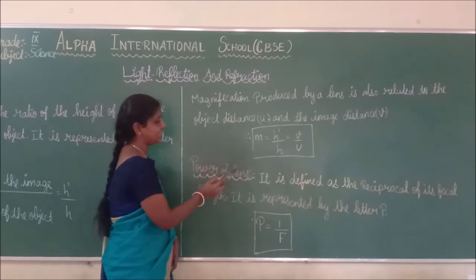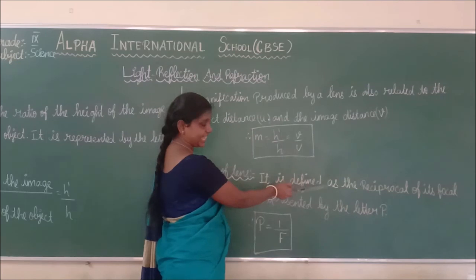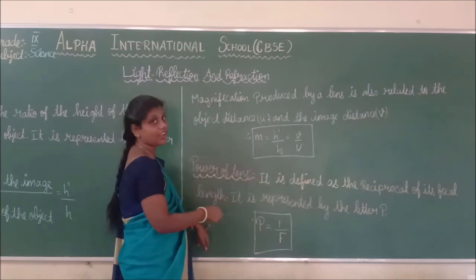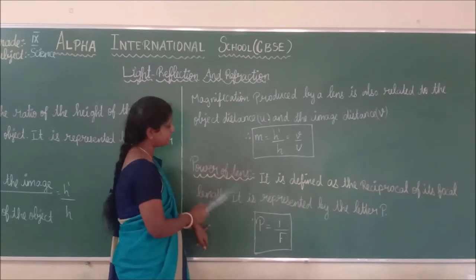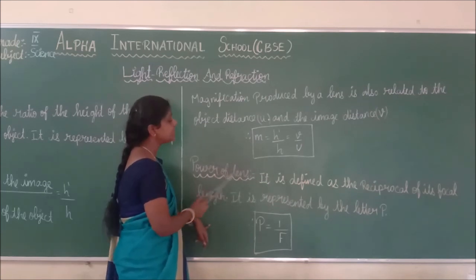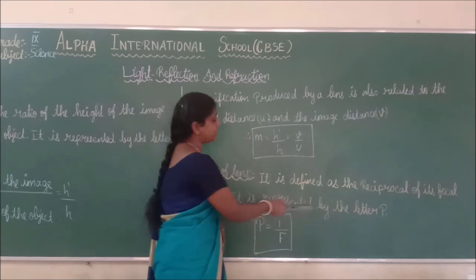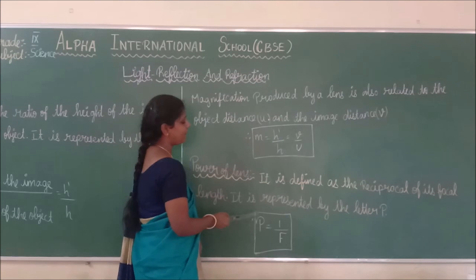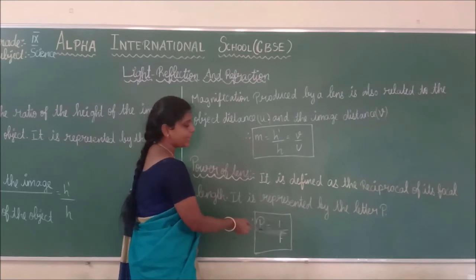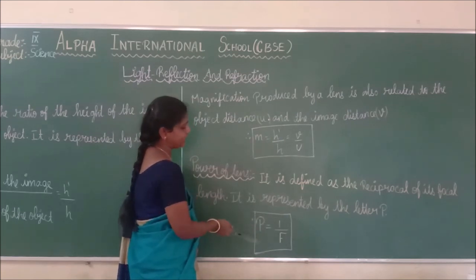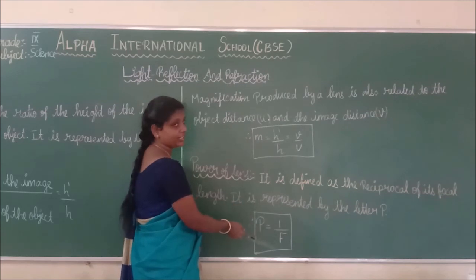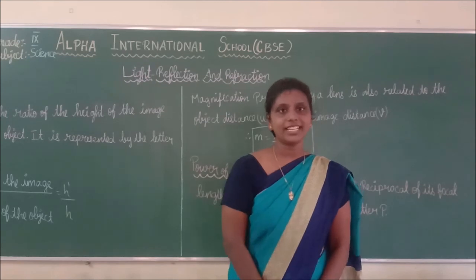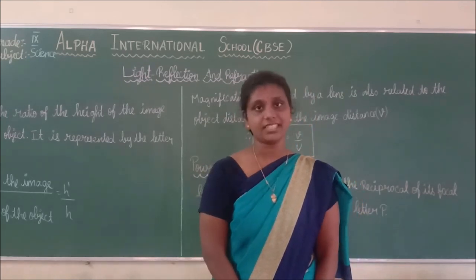Next, power of lens. Power of lens is defined as the reciprocal of its focal length, and it is represented by the capital letter P. Therefore, power of lens is equal to 1 by focal length, that is, P is equal to 1 by f. Do you understand all the concepts which we have discussed in this class?